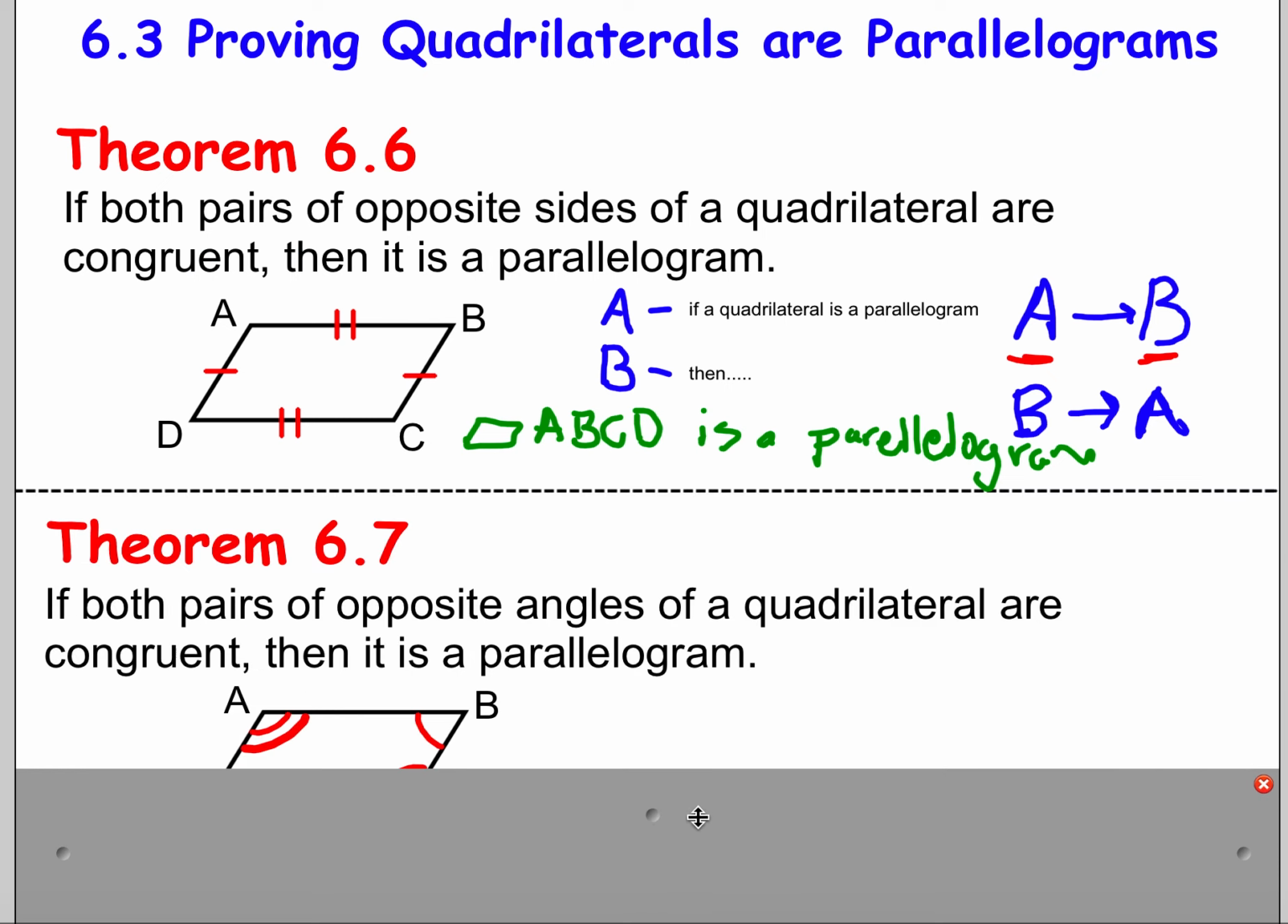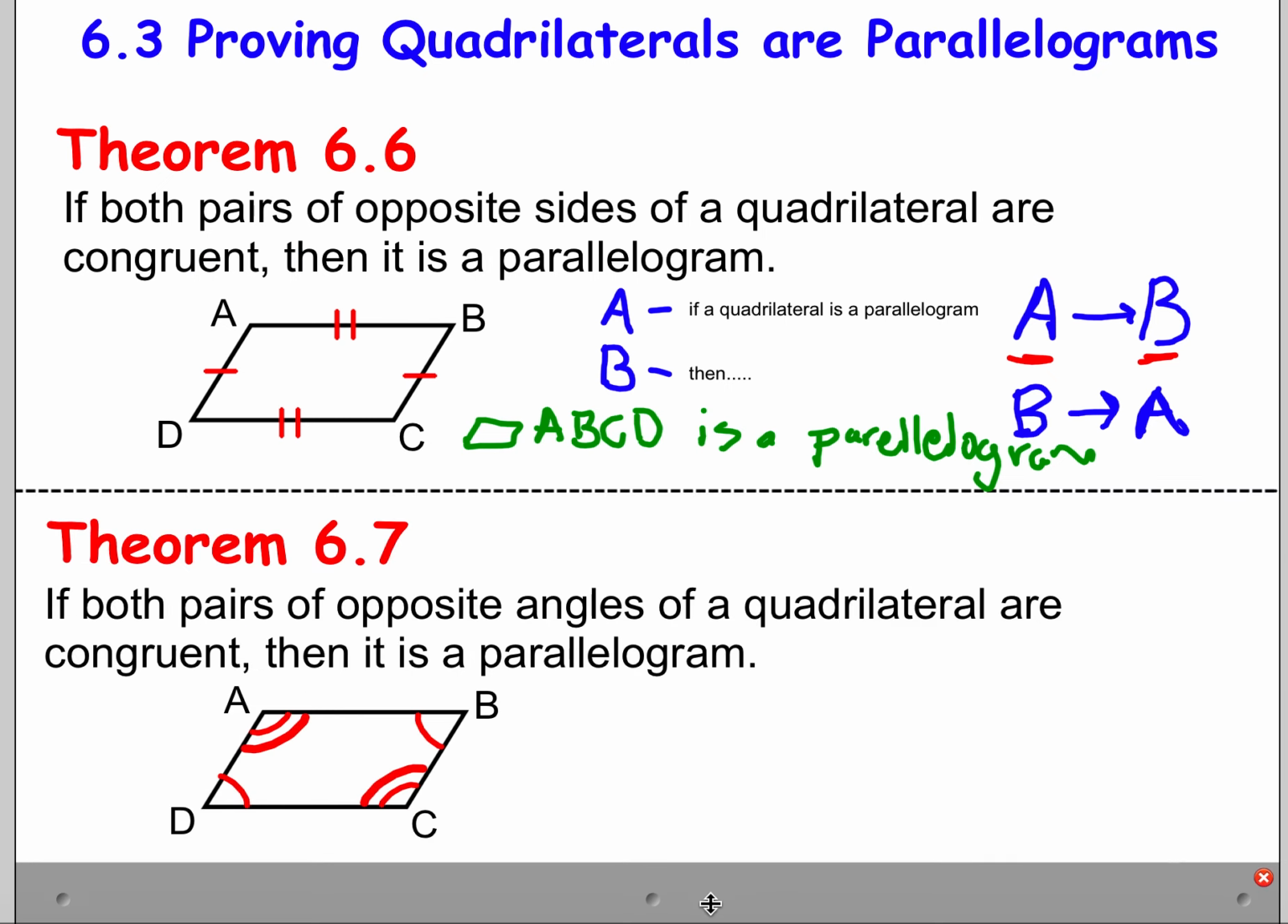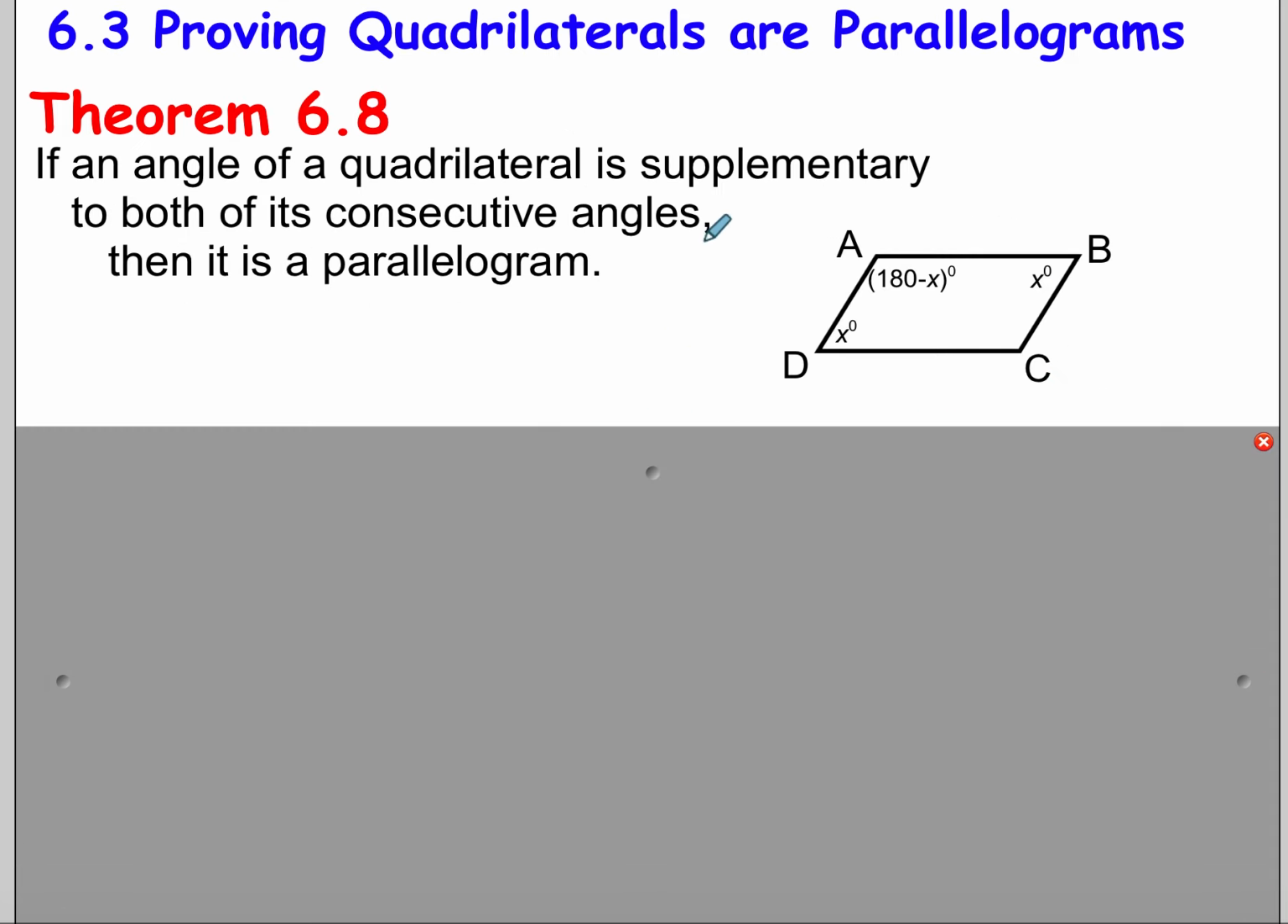In the same way, if both pairs of opposite angles of a quadrilateral are congruent, then it is also a parallelogram. Okay, so we learned last time that in parallelograms the opposite angles are congruent. So if we have a quadrilateral and it doesn't explicitly say that it is a parallelogram, but we see very clearly that the opposite angles are congruent, then we can say for certain that this is a parallelogram. Okay, so I hope you're starting to see where we're going. This is quite easy.